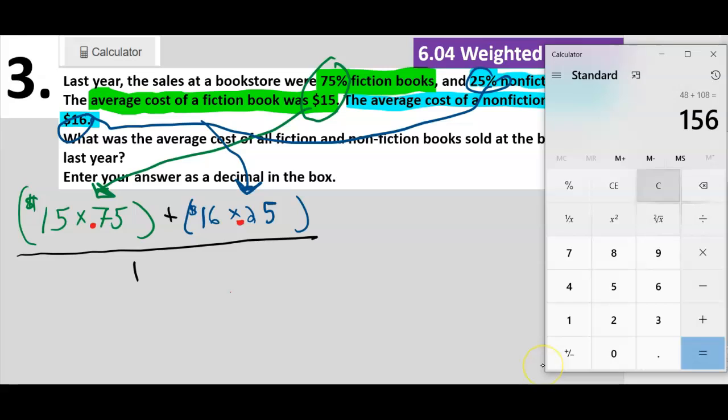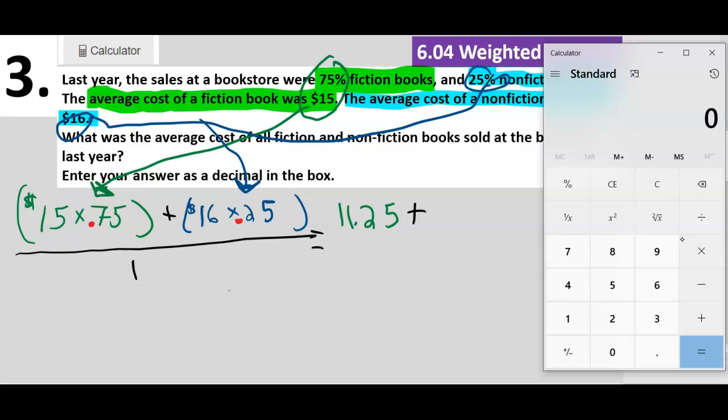Nice and easy. Clear the calculator for whatever might have been there before. 15 times 0.75 equals 11.25. Now we have 16 here times 0.25. 16 times 0.25 equals 4. What a nice friendly number.